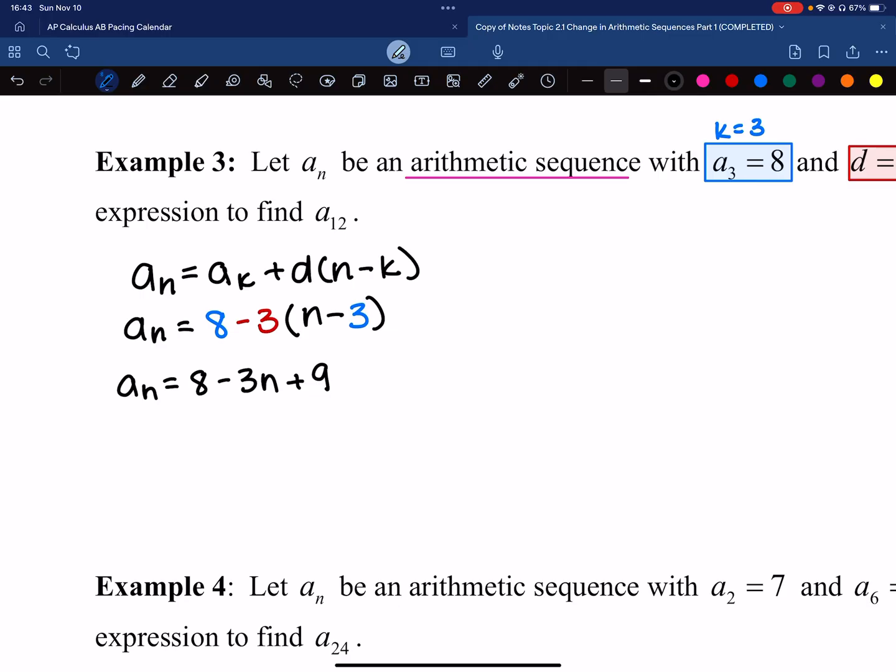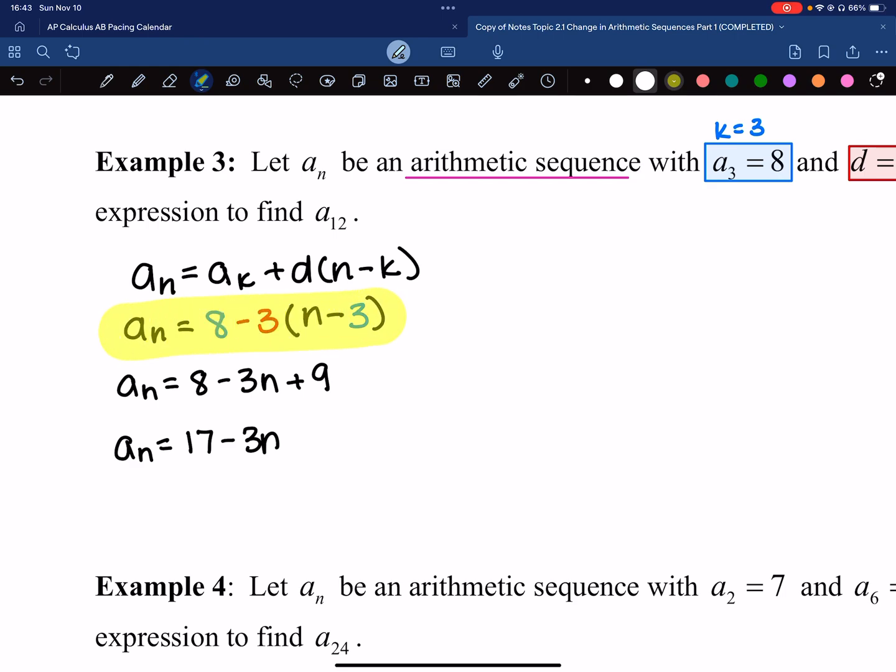You will have to distribute the negative 3. You cannot add 8 and negative 3 or 8 and 3 or subtract them because the 3 is being multiplied. So you have to distribute this first, and then a negative times a negative is how we get a positive 9. We combine our like terms. 8 plus 9 is 17 minus 3n. So either one of these would be acceptable.